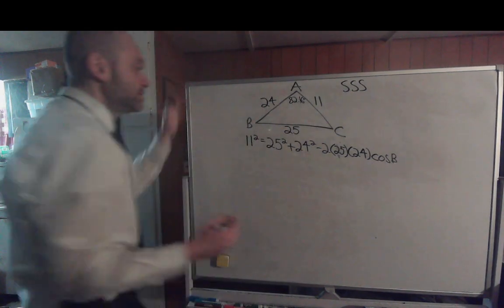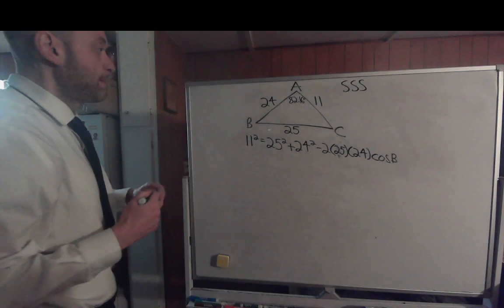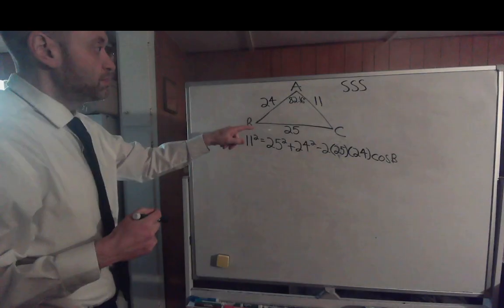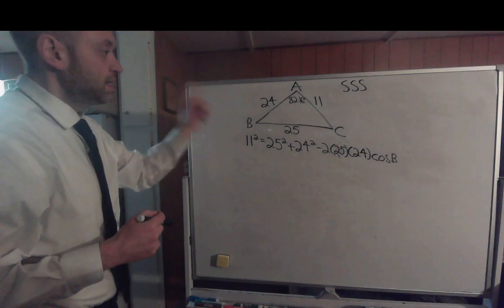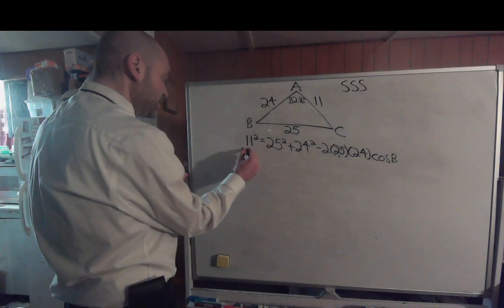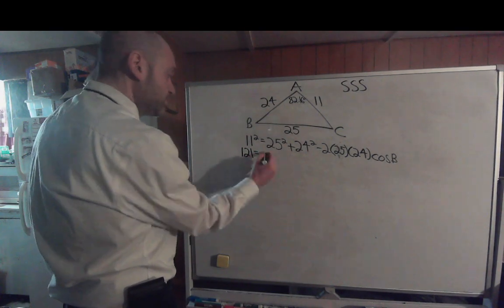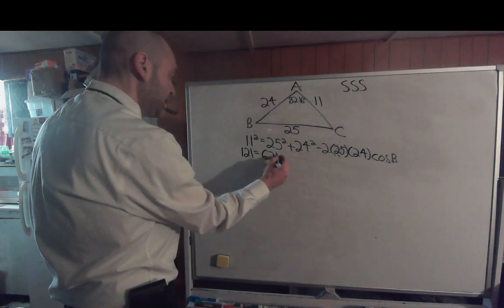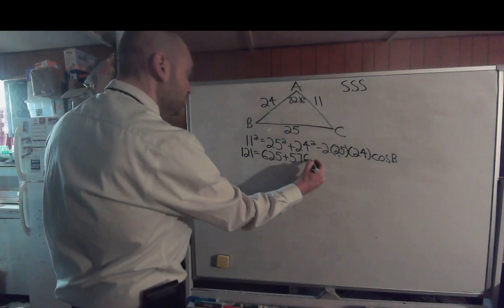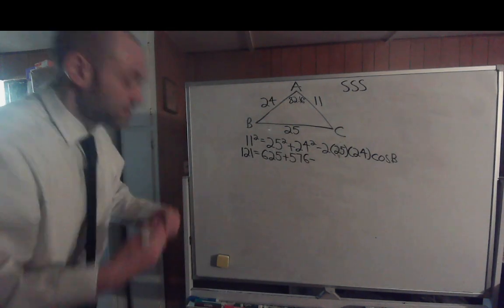All right. Equals A, C. Yes, okay, good. I'm good. All right, so let's see. 11 squared, that's 121. That's going to equal 625 plus 576 minus whatever this mess is.